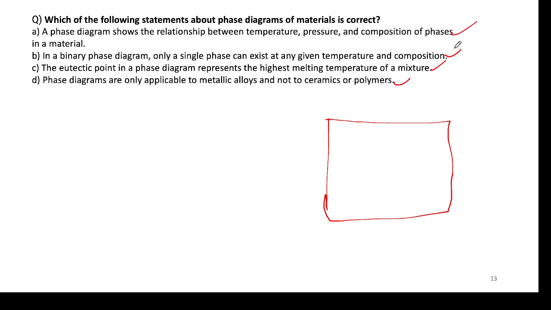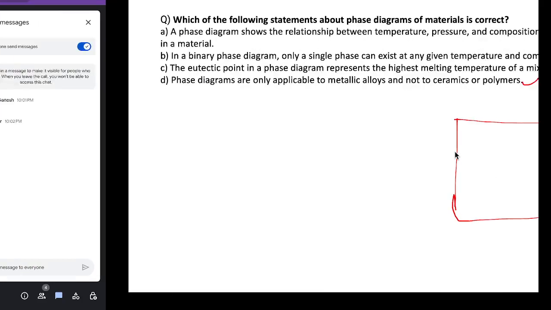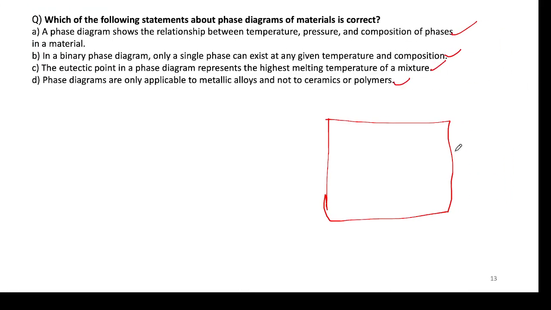These are the 4 options. We have to answer one by one. Okay, you can answer in the chat box also, that's no problem. Phase diagram represents the dash and dash and dash.